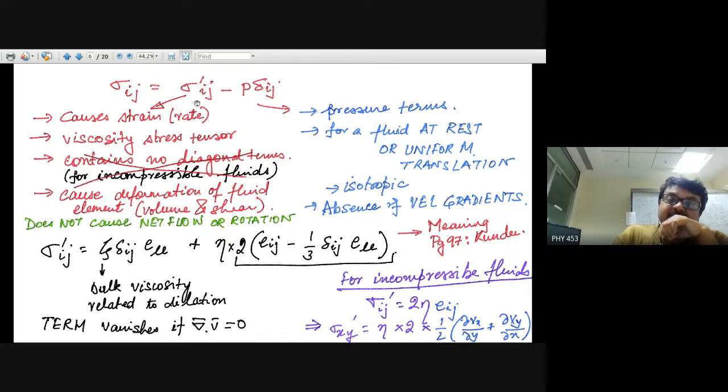And since this is also related to the symmetric part of the velocity gradient tensor, it does not cause any rotation. On the other hand, when fluid is at rest or in uniform translation, there's another isotropic part of the stress tensor, which exists even in the absence of velocity gradients. And in the absence of velocity gradients, we identify this quantity with the thermodynamic pressure.